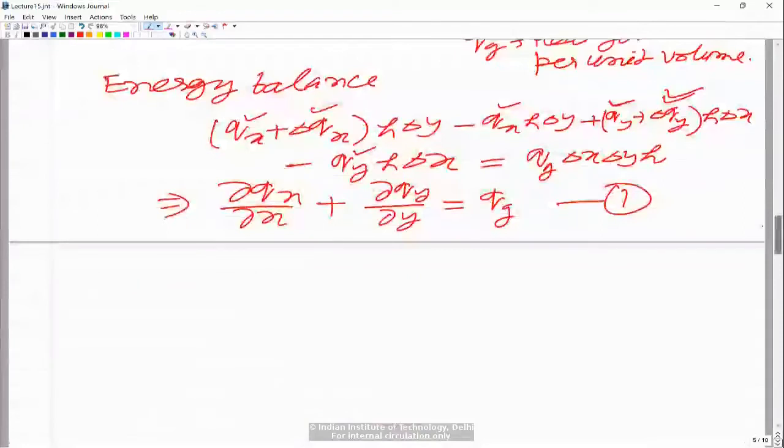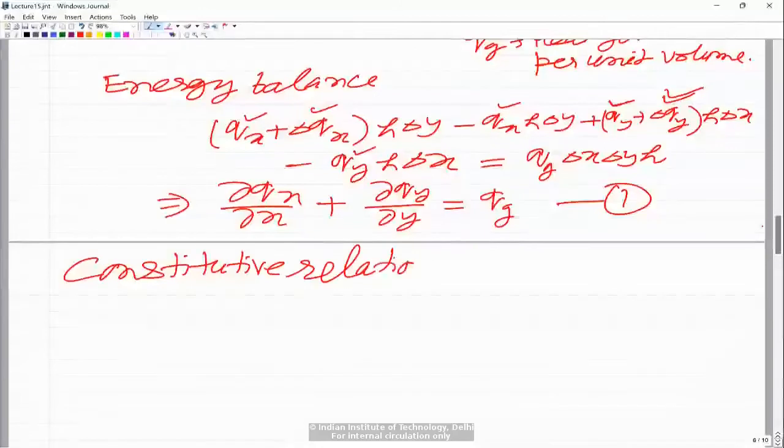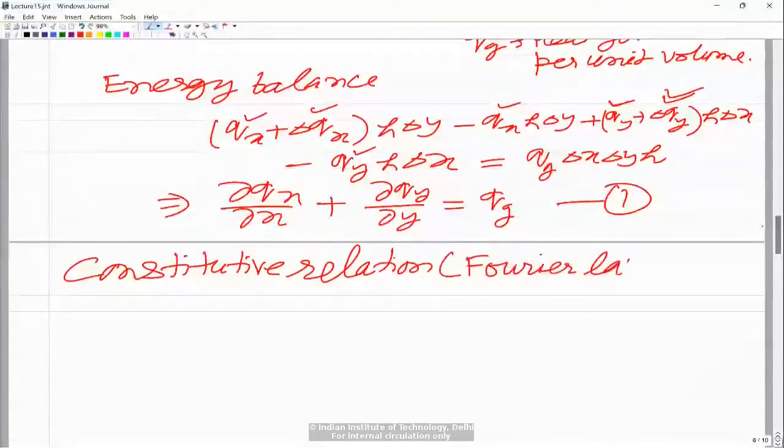So then the constitutive relation comes into the picture. Because it is a heat conduction problem, it is the heat conduction law, which we also call a constitutive relation. The constitutive relation for the heat conduction problem is the Fourier law of heat conduction.